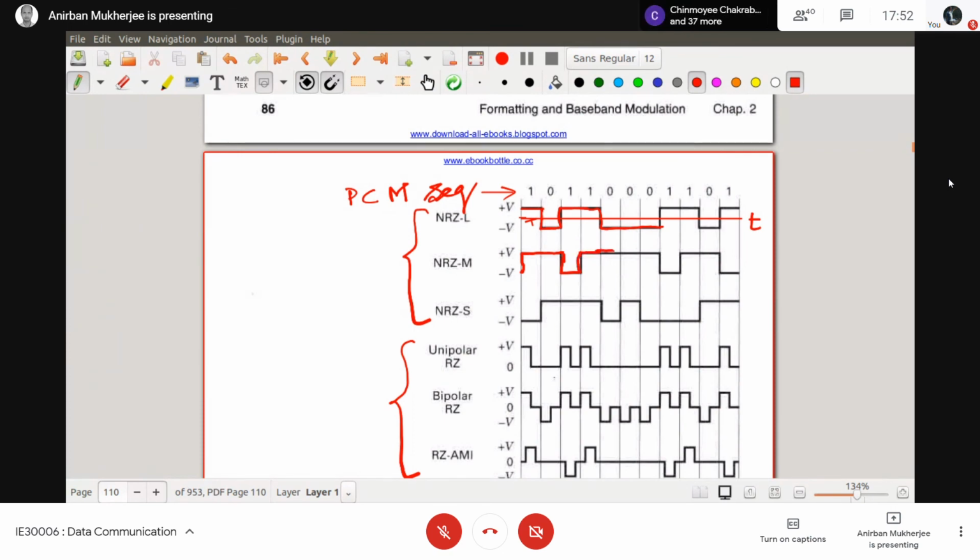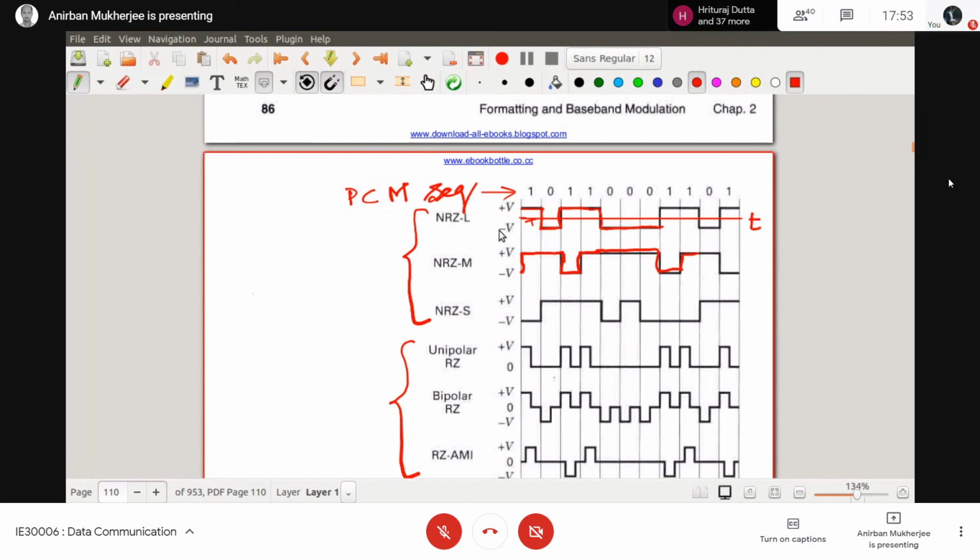Oh, 0 means I will not do the transition. Oh, 1, I will do the transition, and stay in that state. Again 1, I will do the transition. Okay, so this is the NRZ-M. M for mark means when you find 1, you will do the transition from the previous state, and you will be staying in that state.